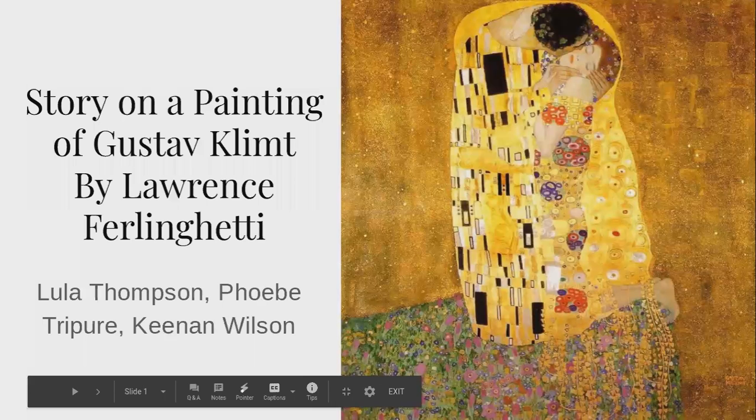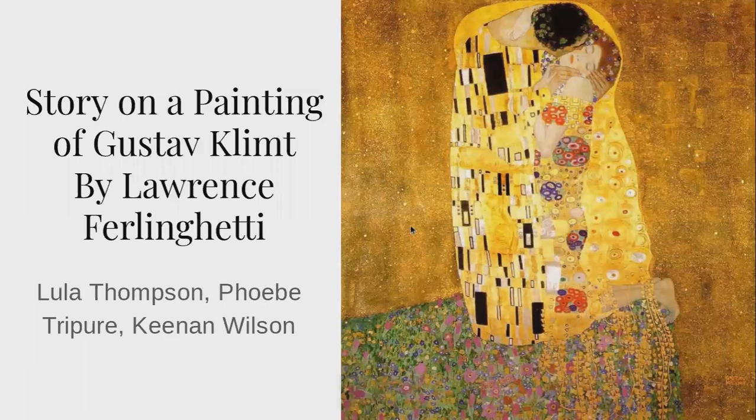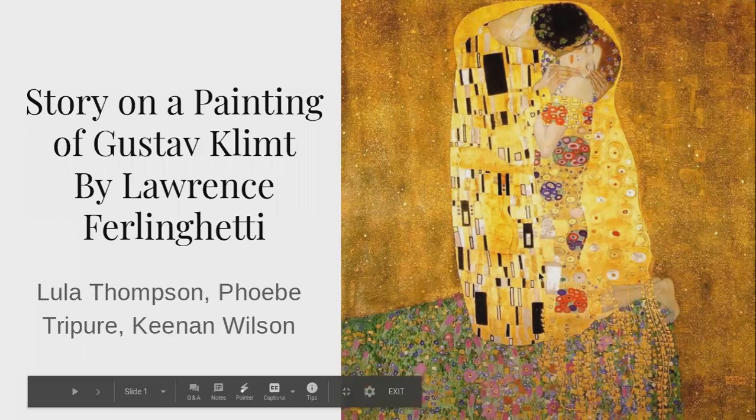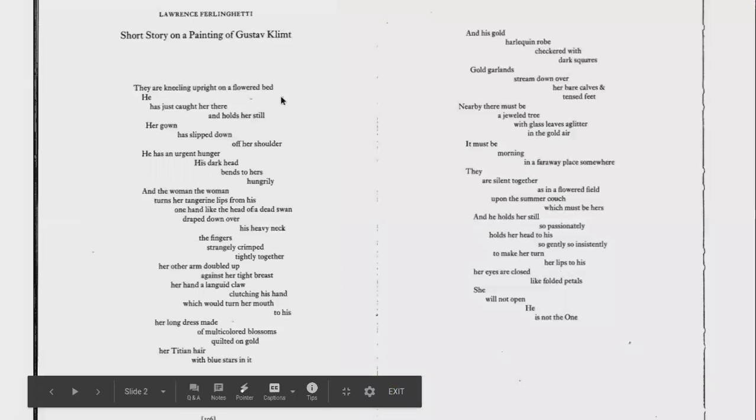All right. So we did Story on a Painting of Gustav Klimt by Lawrence Ferlinghetti. The poem goes, they're kneeling upright on a flowered bed. He has just caught her there and holds her still. Her gown has slipped down off her shoulder. He has an urgent hunger. His dark head bends to her hungrily.